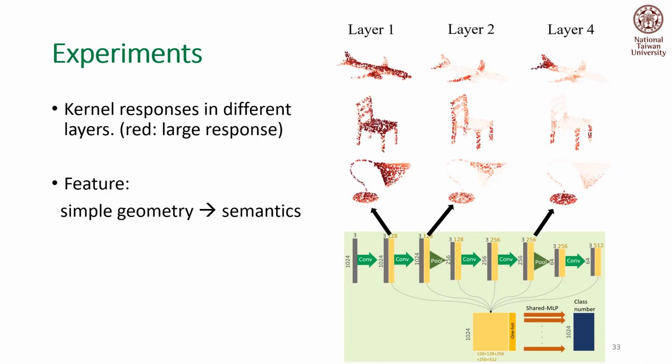We also visualize the kernel responses in the different layers. The red points indicate the larger response in the shape. In this figure, we can see that from layer 1 to layer 4, the red points move from the region of simple geometry to the fewer parts of higher semantics. As a result, we can conclude that the model can properly learn the semantics in the point cloud objects.